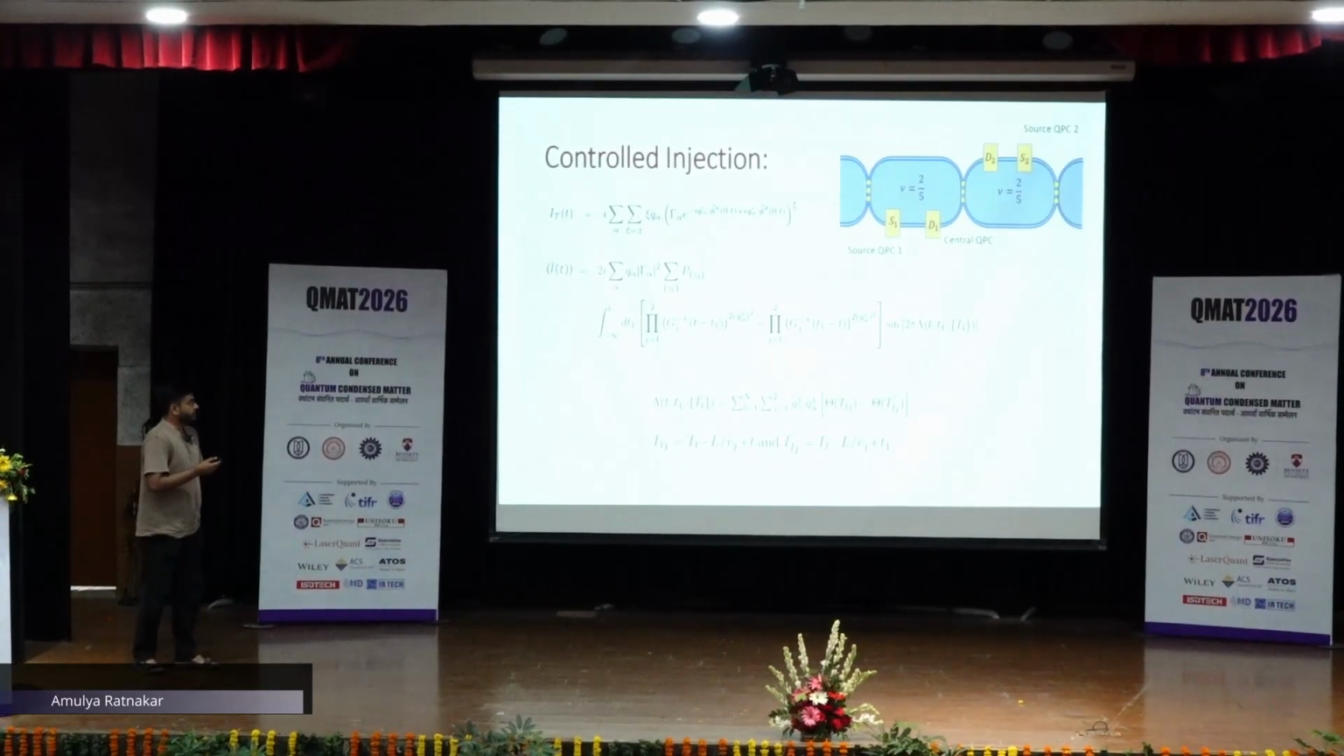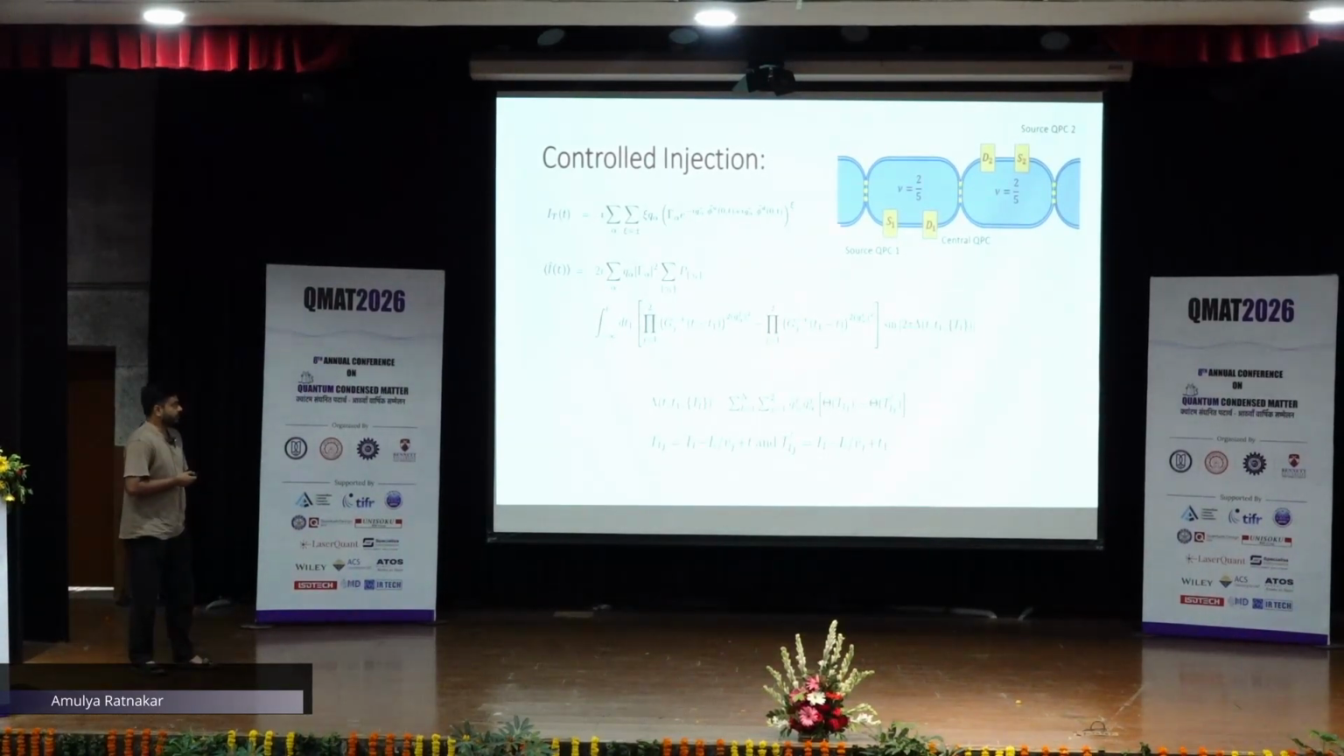Okay. So now let's say we have control over the injection process at the source QPCs, and we inject type 1 or type 2 anions. We get the tunneling current expectation value, something like this, where this lambda is the braiding phase of the injected anions with the quasi-particle quasi-hole pair at the central QPC.